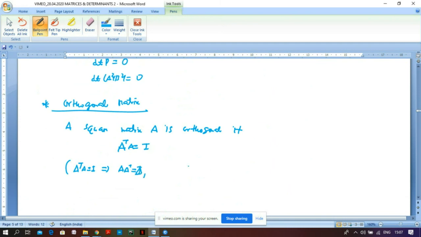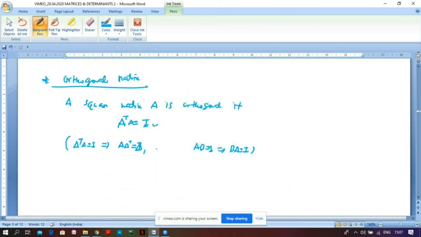This implies that A A transpose equals I. Remember we did that AB equals I implies BA equals I, so I need not write it. So A transpose A equals I is enough for the definition. And then we can have one important result from it. The first result is that the determinant of an orthogonal matrix is 1 or minus 1.